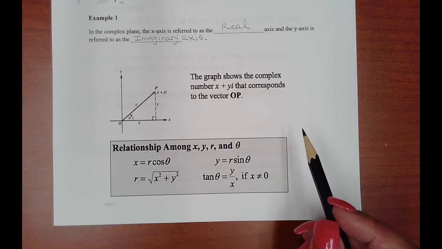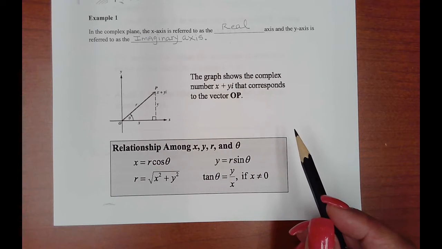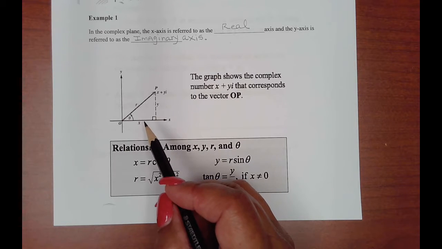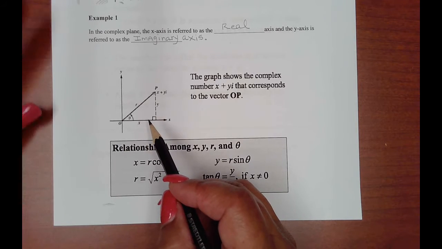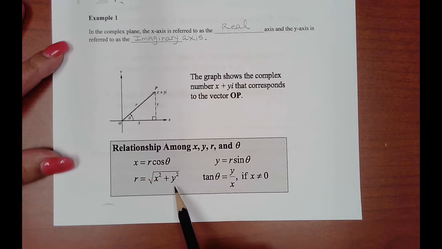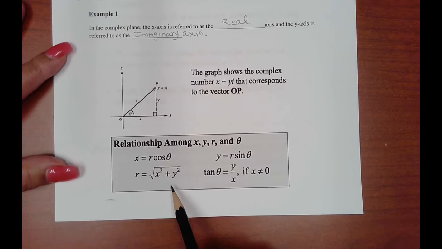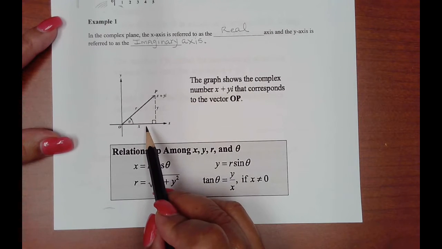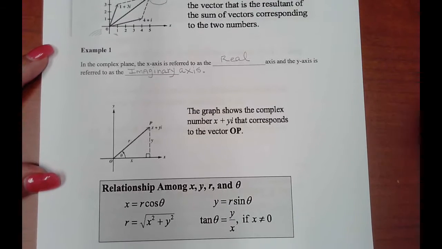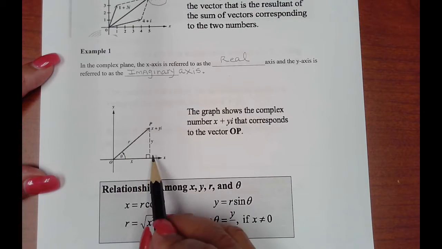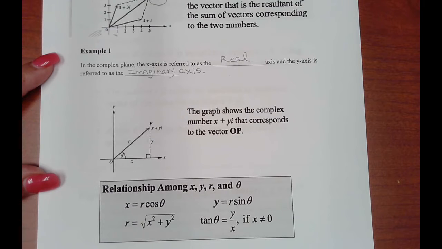But what that forms is a right triangle. And therefore, everything to do with a right triangle applies to these complex numbers. In other words, if you needed to find r, which leads us into this definition, it's nothing more than the Pythagorean theorem. On this picture, you can see that r squared would be equal to x squared plus y squared by way of the Pythagorean theorem.